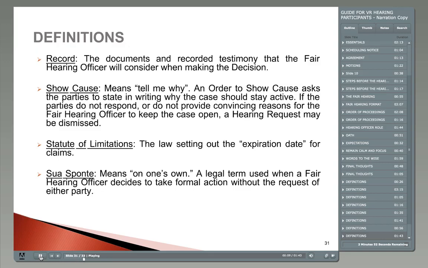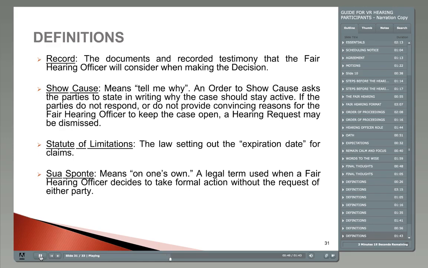Show cause. Tell me why. A show cause order asks the parties to state in writing why the case should stay active. If the parties don't respond or don't provide convincing reasons for the fair hearing officer to keep the case open, a hearing request may be dismissed. So show cause is generally something where maybe the hearing officer hasn't heard from folks in a while, wants to see where the hearing stands, whether there's been an agreement, whether both parties are still interested in continuing. Oftentimes a show cause order will be issued.